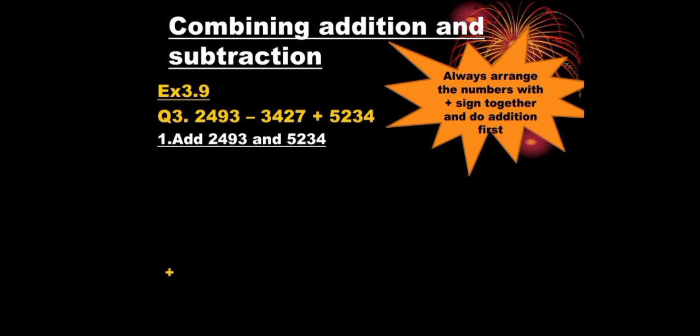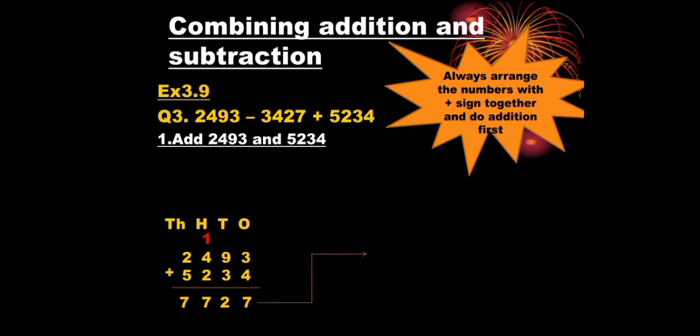2493 plus 5234. 3 plus 4, 7. So now at tens place we have 9 plus 3, that is equal to 12. So we write 2 at ones place and carry 1 to 100 place. It will become 4 plus 2, 6 plus 1, 7. At thousand place we have 2 plus 5, 7.